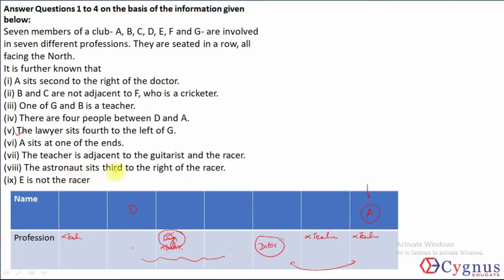The astronaut sits third to the right of a racer. Third to the right of a racer. Now look at this one. This is a doctor. Yes or no? Since astronaut sits third to the right of a racer, so you cannot say that D is a racer because in that case this person must be an astronaut. So I have already eliminated the possibility of racer from here. This is not a racer. Yes or no? Since this person is not a racer, what about teacher?